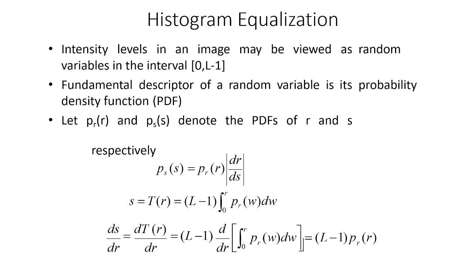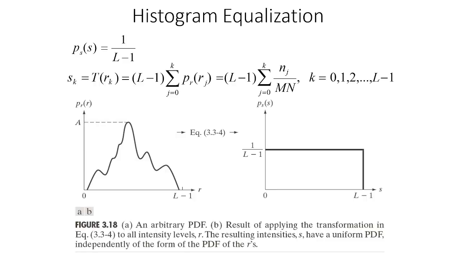What is the transformation function? S is equal to T of R, given by the integral from 0 to R of PR of W. What is this differentiation value dr by ds? We differentiate the above expression with respect to R. So ds by dr equals d of T of R by dr, and finally we get L-1 into PR of R. But in the original expression we have dr by ds, so taking the reciprocal, PR of R cancels. We get only 1 by L-1.